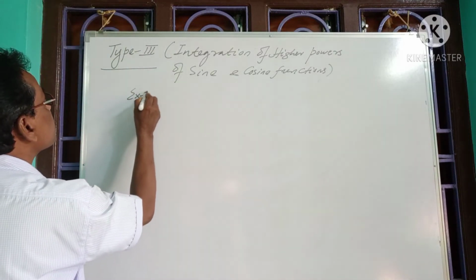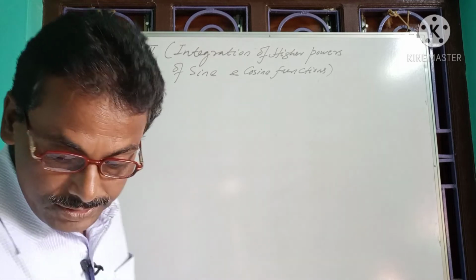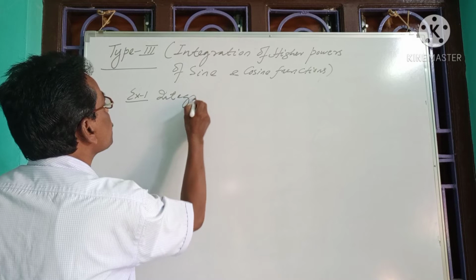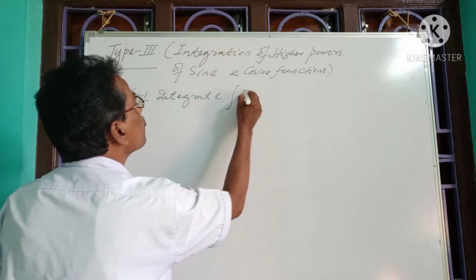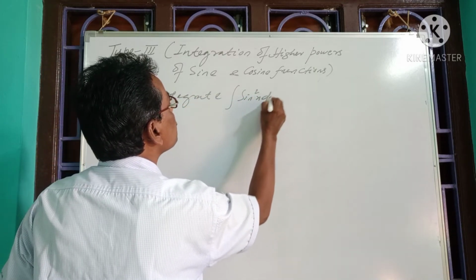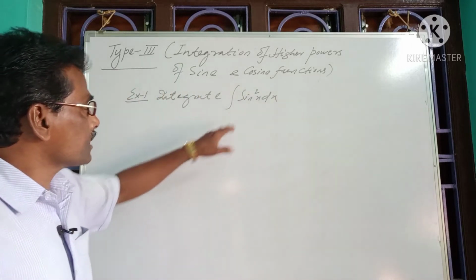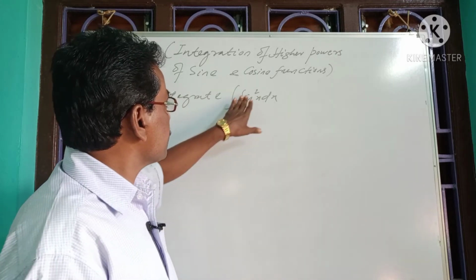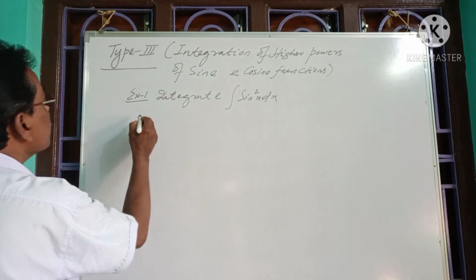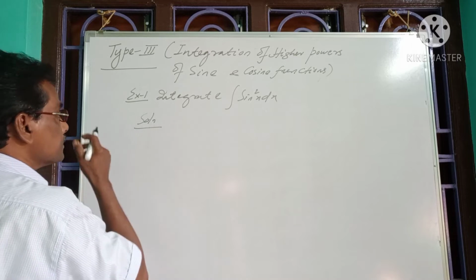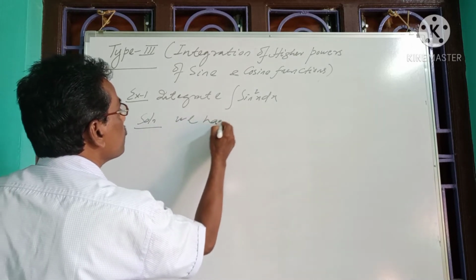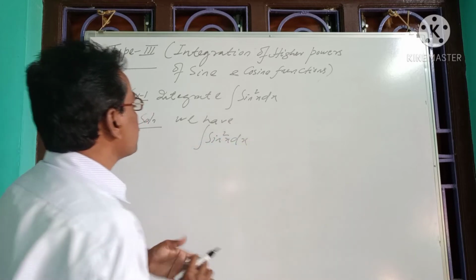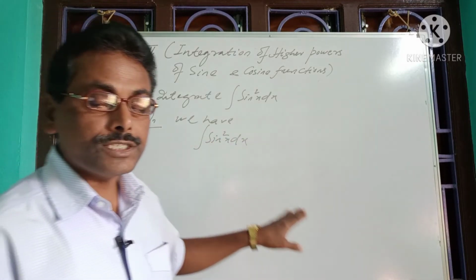Consider example 1. Let us start with how to integrate sine square x with respect to x. Here sine square x is a function whose power is 2. So in order to integrate it, we may follow the process like this. We have integration of sine square x with respect to x. Here sine square x is not directly integrable because it is not in the formula form.